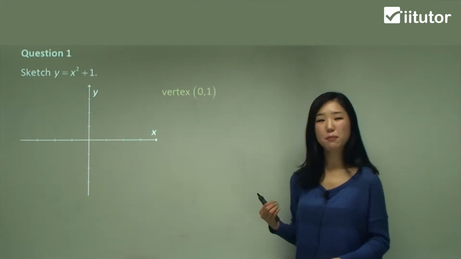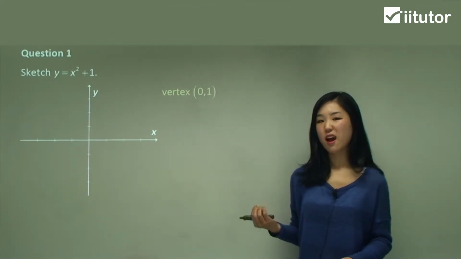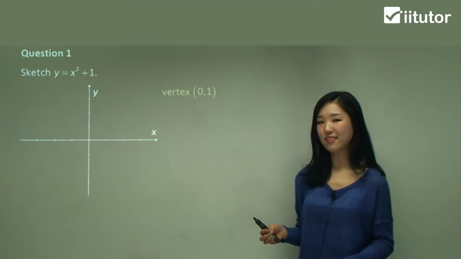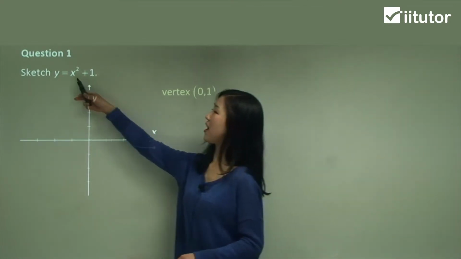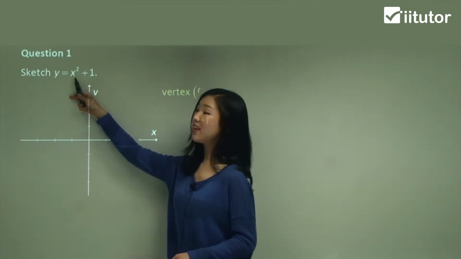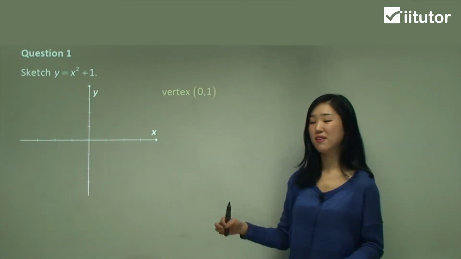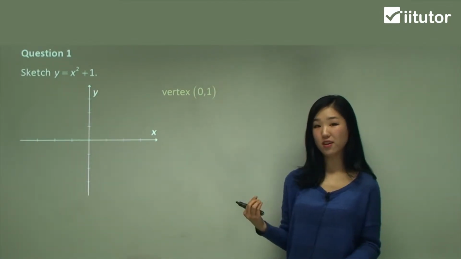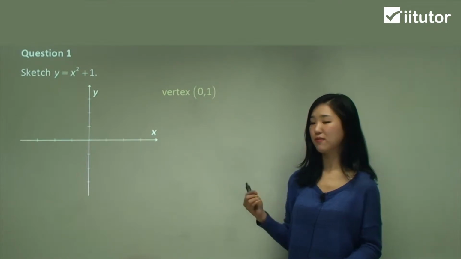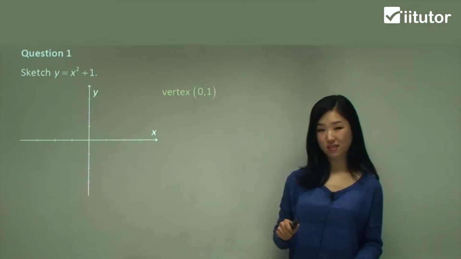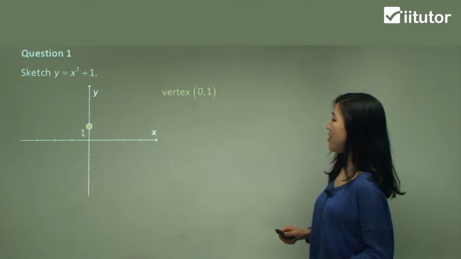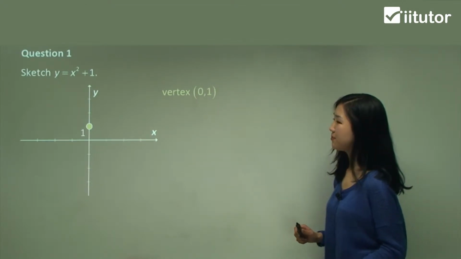Or if you like, remember how I said the vertex is actually the same as the y-intercept in this case. You can just substitute x equals 0, and you'll see that y is just 1. So the y-intercept is 1, which means the vertex is also at 1. But remember, you need a coordinate specifically, so it's going to be (0, 1) for the vertex. Now I'm just going to point the vertex there.